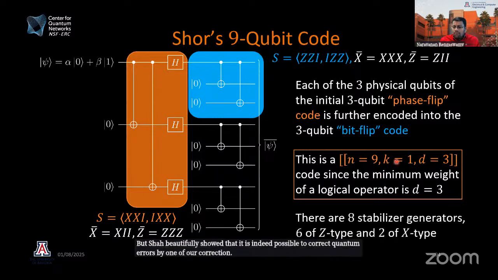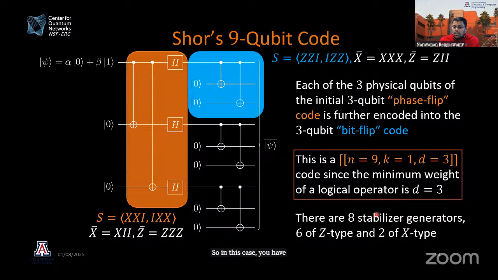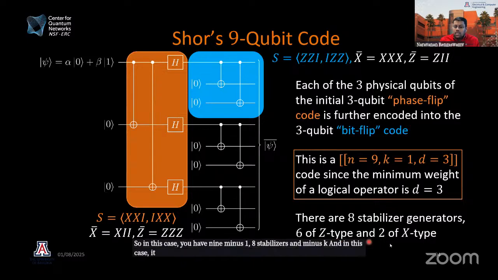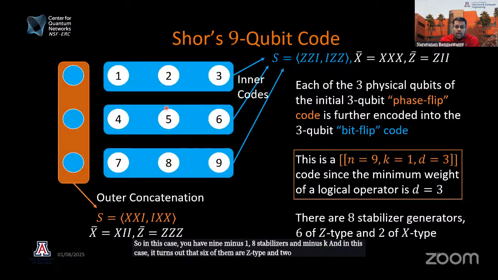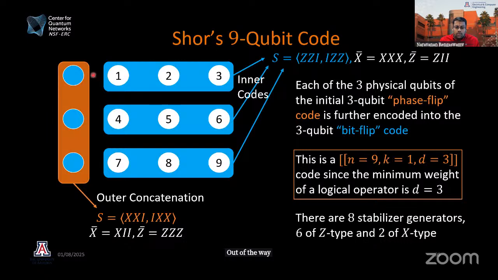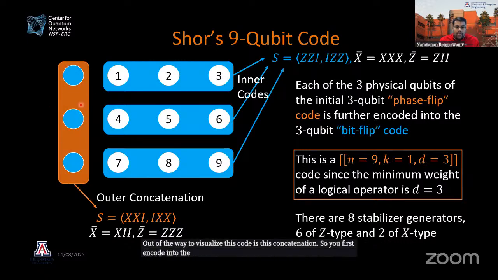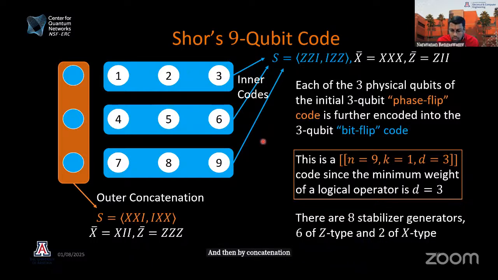So in this case, you have 9 minus 1, 8 stabilizers, n minus k. And in this case, it turns out that 6 of them are Z-type and 2 of them are X-type. Another way to visualize this code is this concatenation. So you first encode into the X-type code, and then you take each of those qubits and encode it into the Z-type code. And therefore, each row here represents 1 logical qubit of the X-type code. And then by concatenation, you get this [[9,1,3]] code.